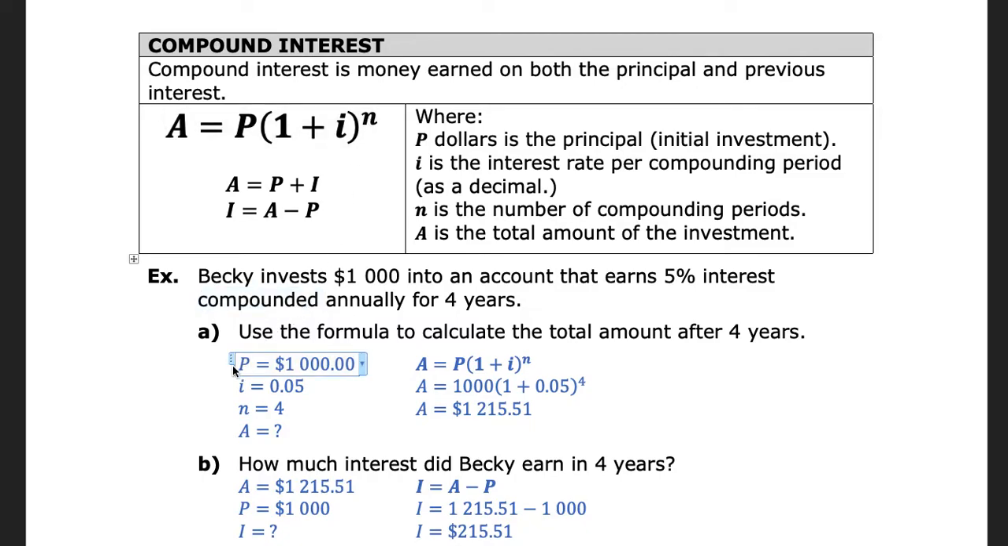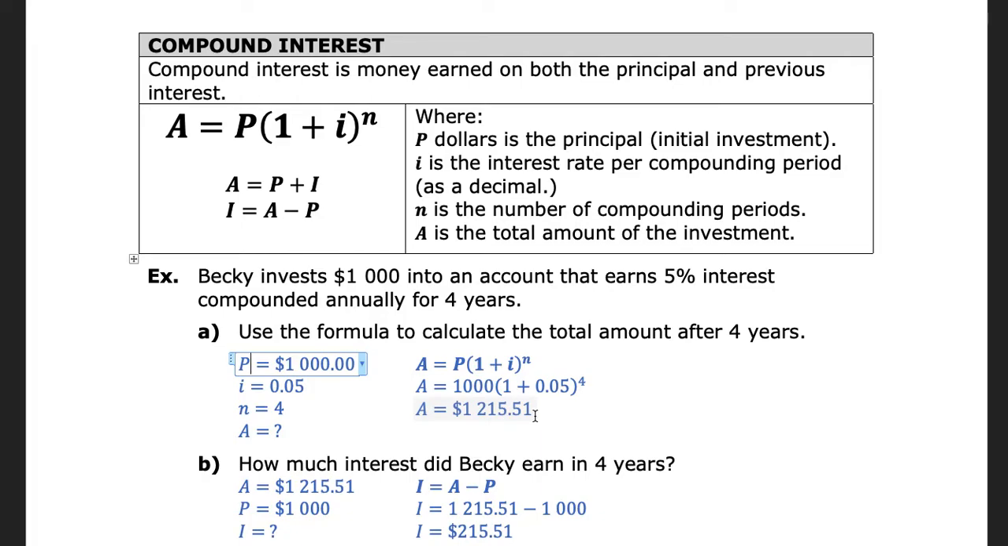So let's look at our given information. We have our principal of $1,000, our interest rate at 5% per year, and the number of compounding periods. If you are calculating interest annually for 4 years, that is once per year for 4 years, so 4. And what is unknown is the amount. So we use our given information and our unknown to find an equation that has all of these variables, and it is the compound interest formula for the amount. So we substitute in our values and solve, and notice that this is above the principal by $215.51.